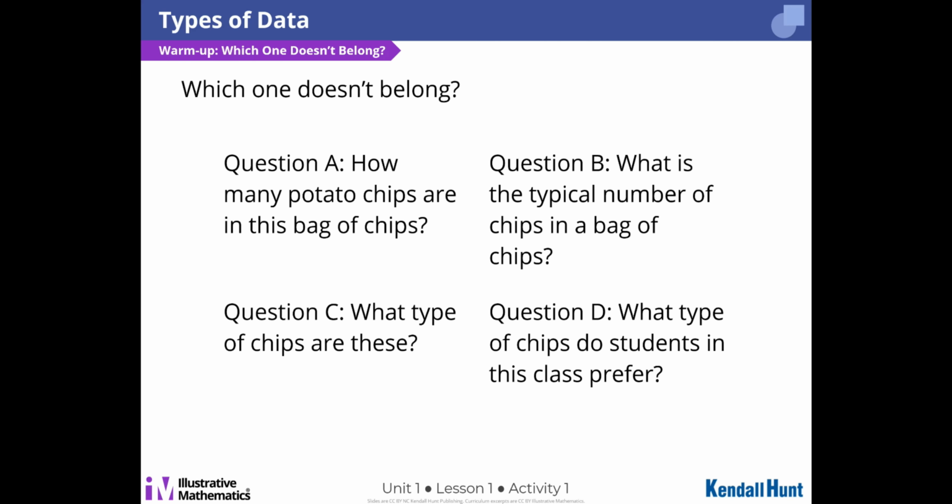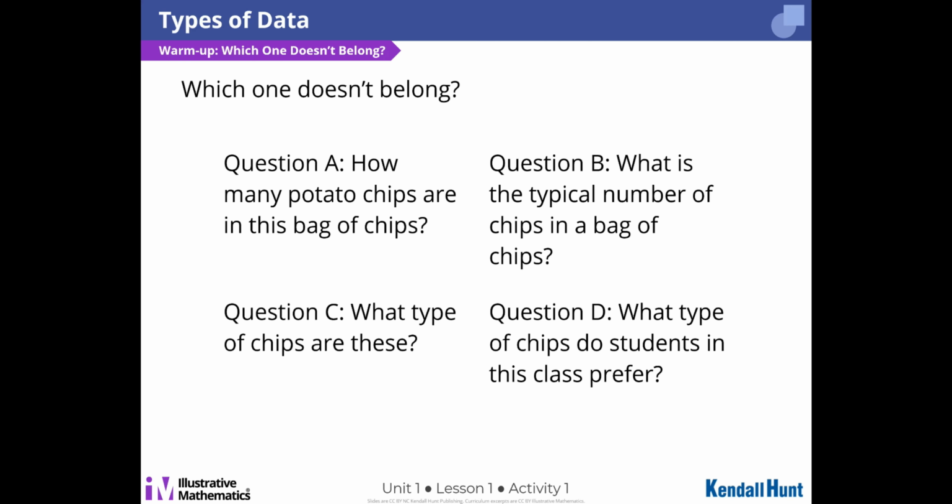Question B can be argued to not belong because this is a statistical question, would require numerical data to answer it, or you would need to collect data and find a measure of center to answer this question. Question C could be argued to not belong because this is not a statistical question and will require categorical data to answer it, or there's only one right answer that is non-numerical.